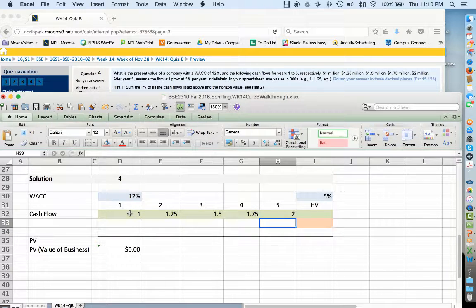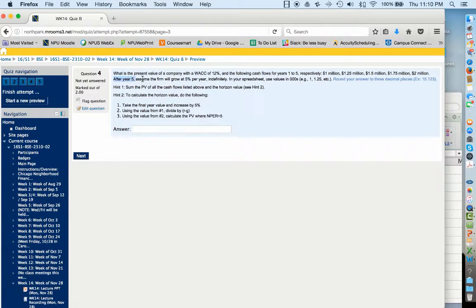Now let me walk you through what we do to determine the horizon value. The problem tells us that after year 5, the firm is going to grow at 5% per year indefinitely. This gives us two pieces of information. The first is that the growth rate is 5%. Secondly, it's indefinitely, which tells us that it's the horizon value, and then that also tells us that this is a perpetuity, because forever means a perpetuity, indefinitely means forever.